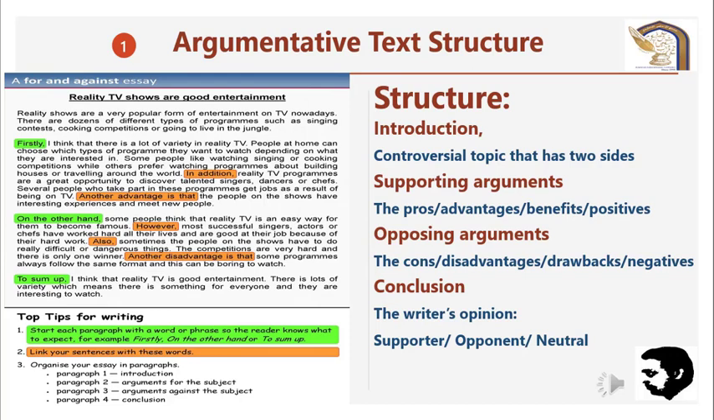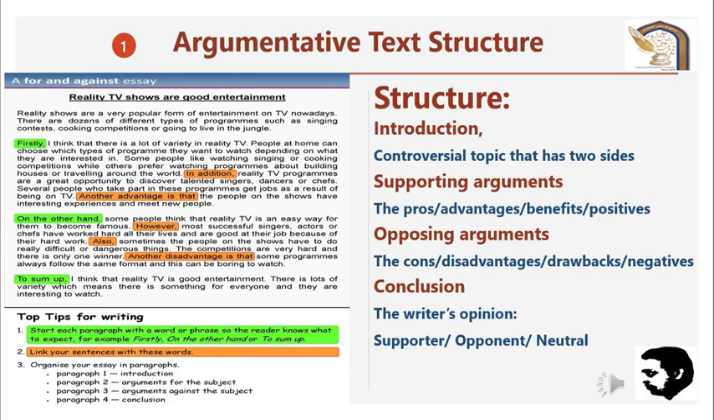The final paragraph is the conclusion, in which the writer, for the first time, introduces his own position or opinion. It's worth mentioning that the writer's opinion could be supporting, opposing, or he could be neutral.